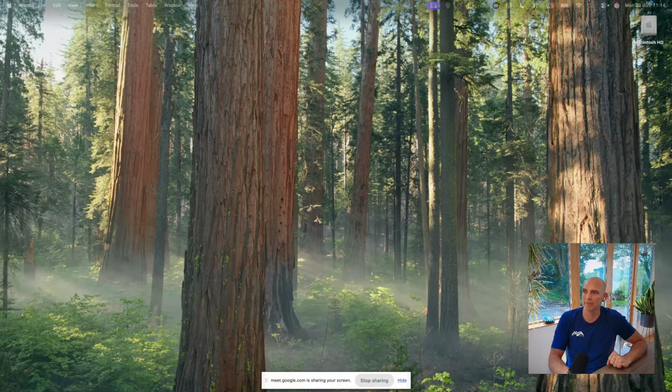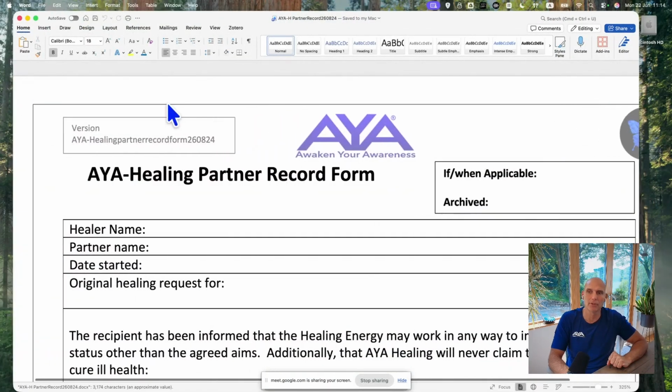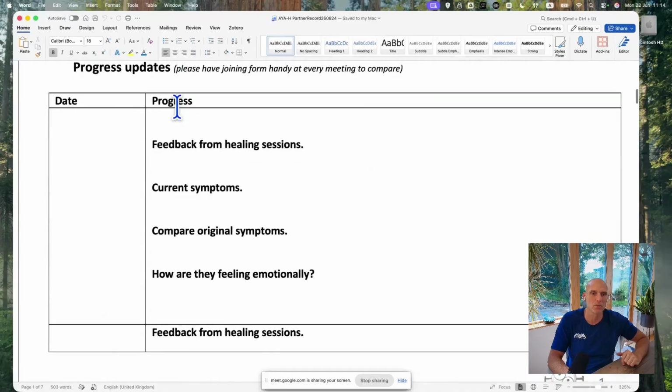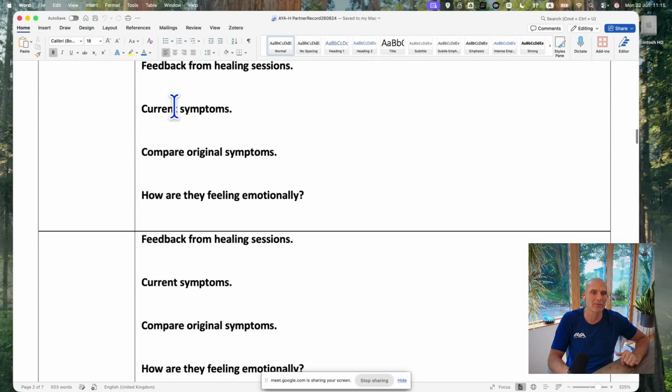Right, and so next I'm going to very briefly show you the partner record form. And I say very briefly because it's a very simple form, and this is just filled out as you go, as you have constant meetings with your healing partner. This is where you can actually record any ongoing information, basically.